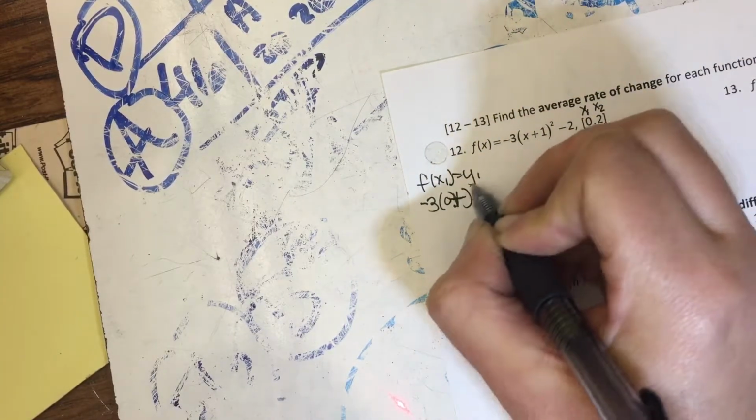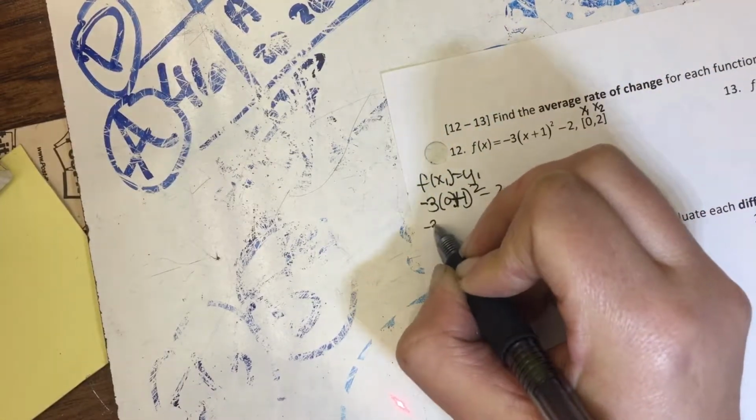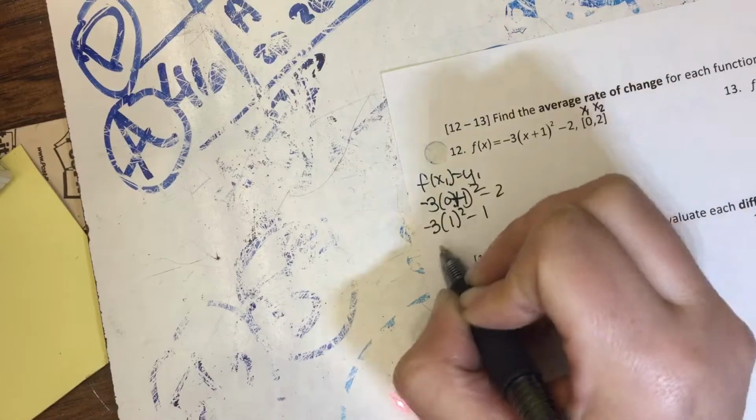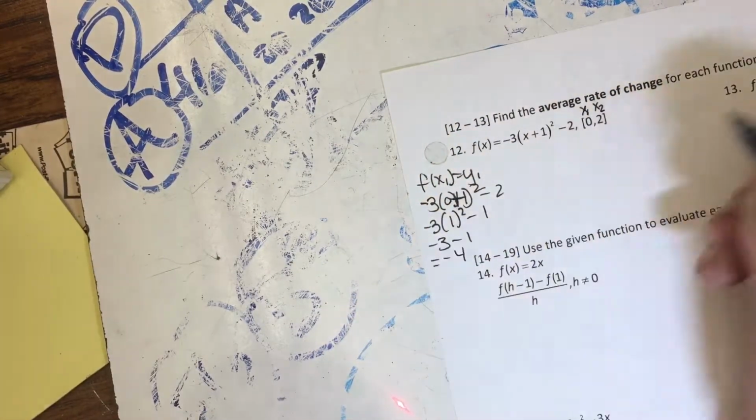0 plus 1 squared minus 2. 0 plus 1 is 1. 1 squared is 1. Negative 3 times 1 is negative 3. Minus 1 is negative 4.